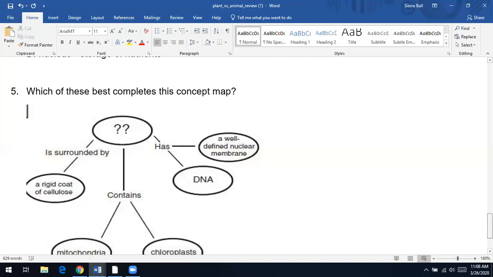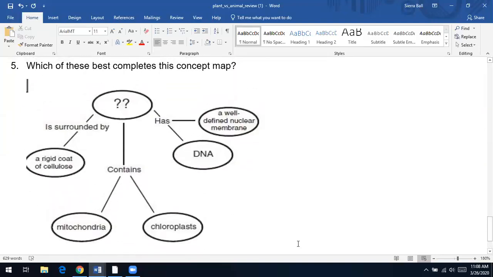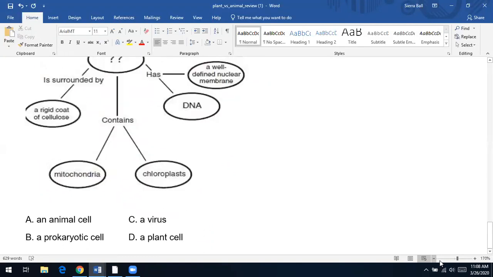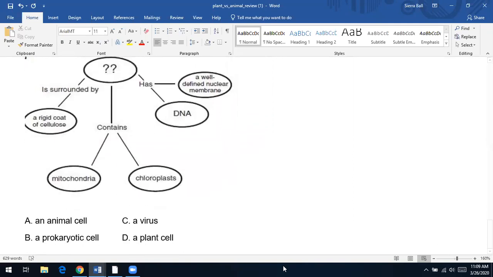Which of these best completes this concept map? Okay, so we're trying to figure out what type of cell has all of these characteristics, okay? So it says is surrounded by a rigid coat of cellulose, contains mitochondria and chloroplasts, and it has a well-defined nuclear membrane and DNA. So is this an animal cell, a prokaryotic cell, a virus, or a plant cell? A plant cell. Why? And how do you know? Is it a plant cell? Because of chloroplasts and a rigid coat of cellulose. Rigid coat of cellulose. It's talking about the cell wall, okay?